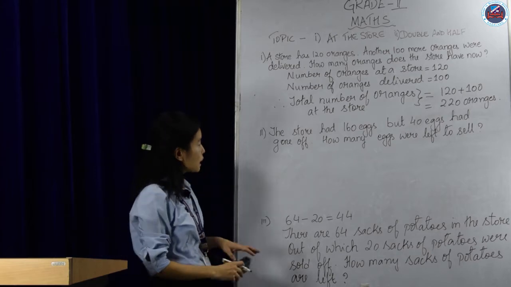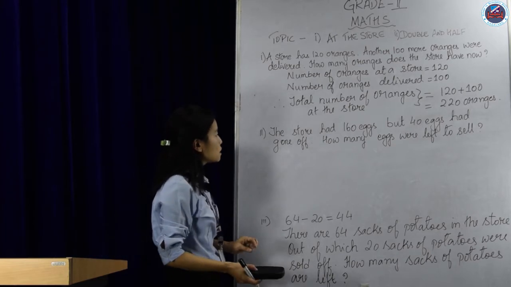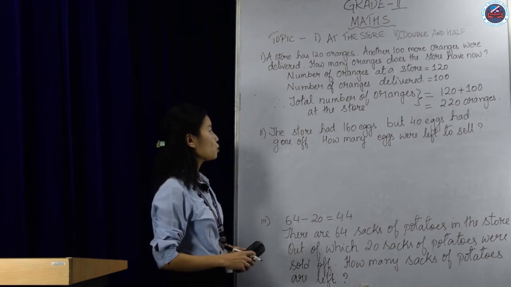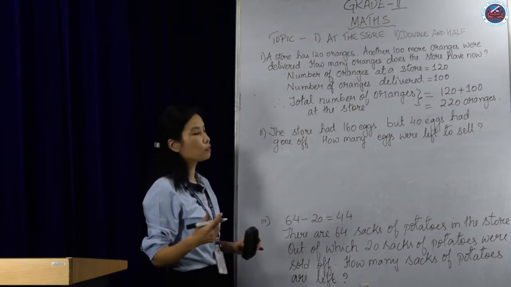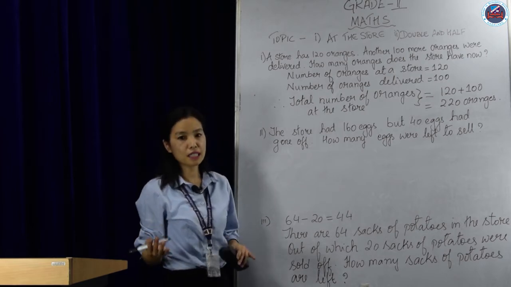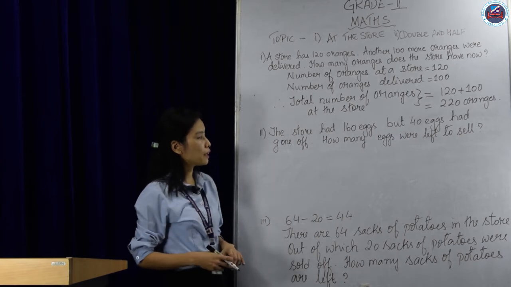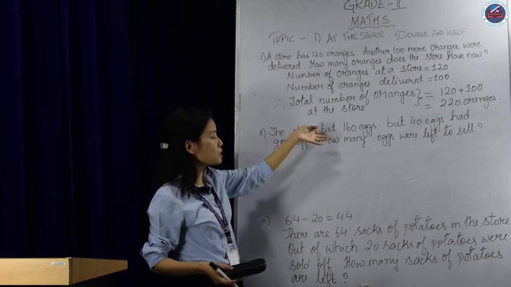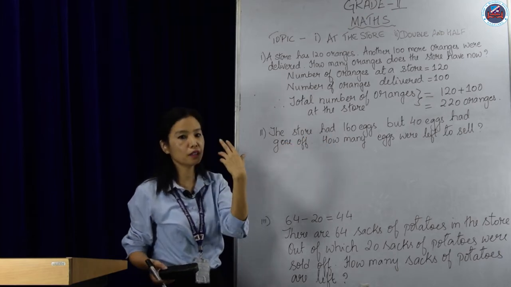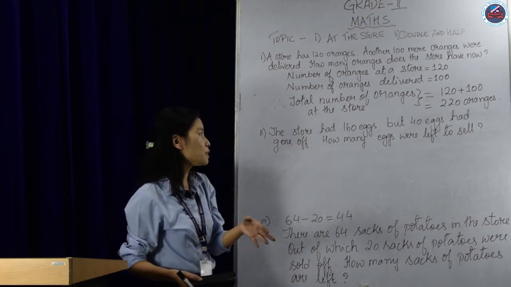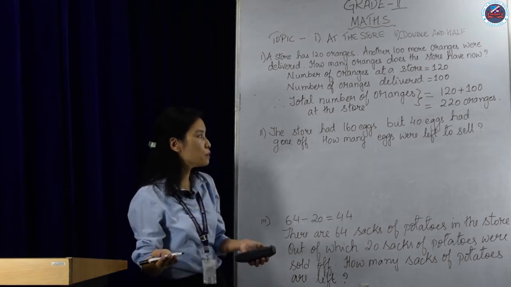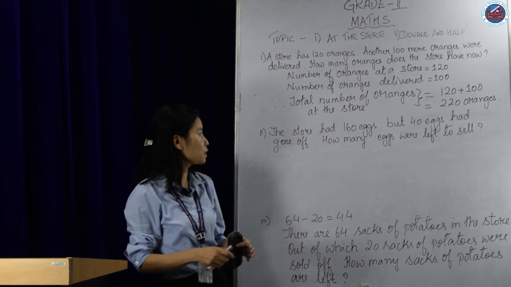So let's take a next example. The store had 160 eggs, but 40 eggs had gone off. Gone off means it's already been sold off. So how many eggs were left to sell? So here we find that there are 160 eggs, but from 160 eggs, 40 eggs had already been sold off. Sold off means it has already decreased. So decrease means we need to do subtraction.